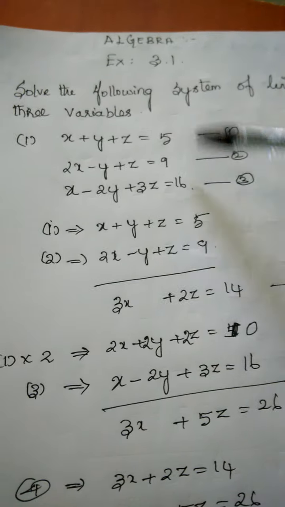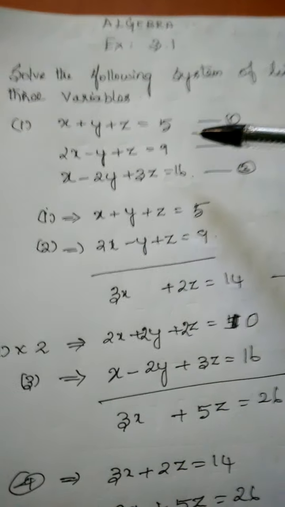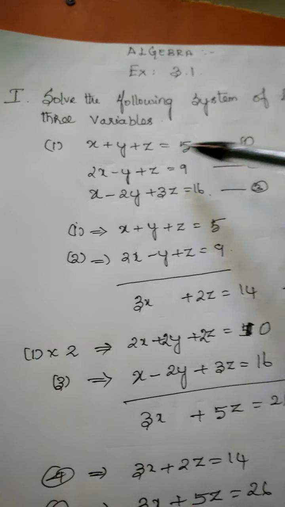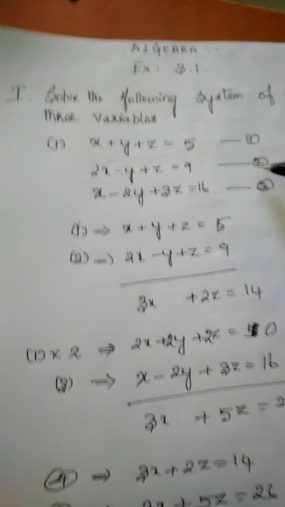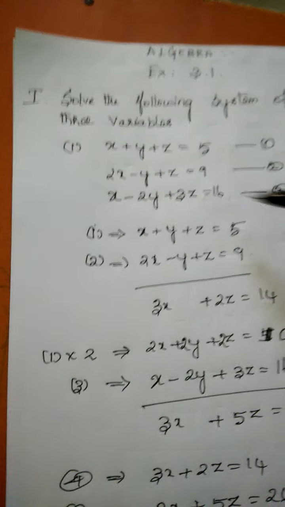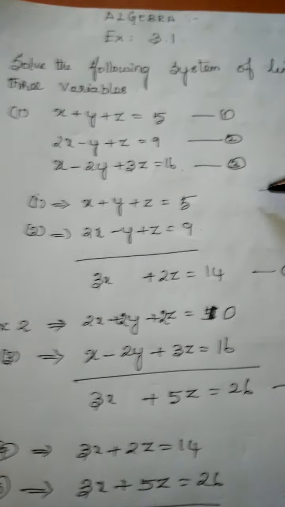Okay, they have given three equations. This is the question part. x plus y plus z equal to 5. This is equation number 1. We have to consider this equation. Second one is equation number 2. Then the third one, this is the third equation. Actually we have to mention the names 1, 2, 3 like that.